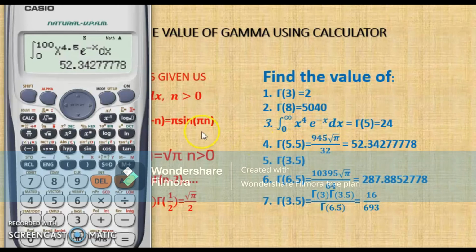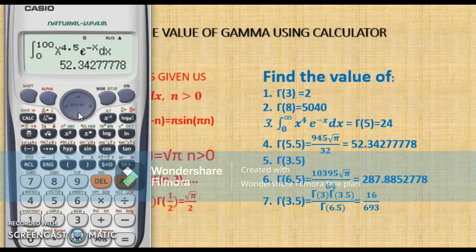Now the next example is 3.5, that is gamma of 3.5. Let's key in 3.5 on the calculator, then we see our result. It is n minus 1, so 3.5 minus 1 is going to be 2.5. So I key in my credentials.